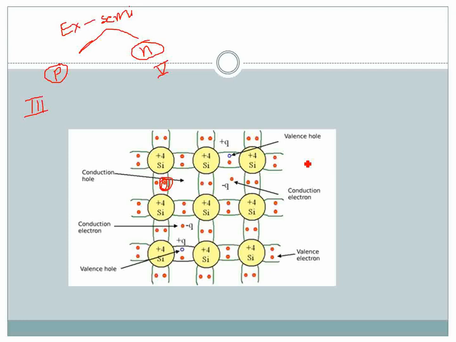In p-type semiconductor, the majority charge carriers are holes and minority charge carriers are electrons. Please do remember these 2 points. In n-type semiconductor material, majority charge carriers are electrons, minority charge carriers are holes. Whereas in p-type semiconductor materials, the minority charge carriers are electrons, majority charge carriers are holes. The trivalent element is accepting.